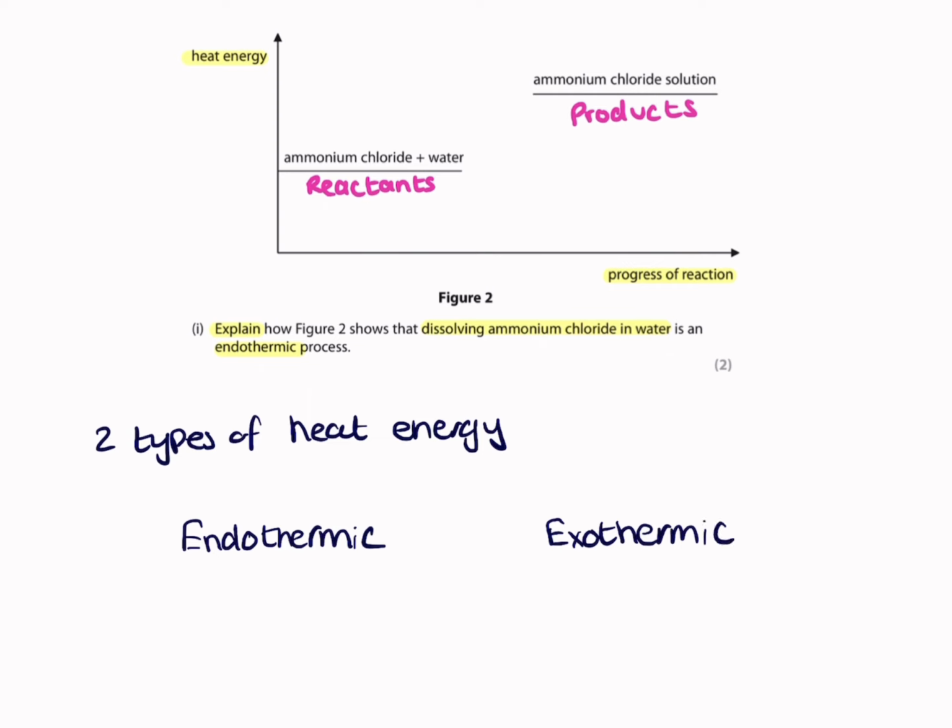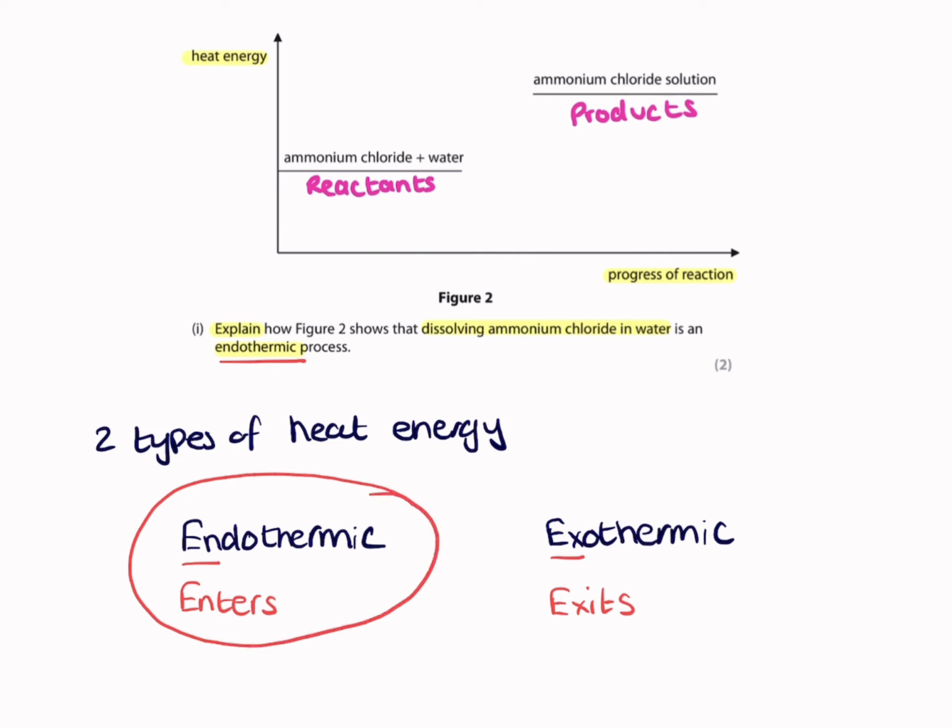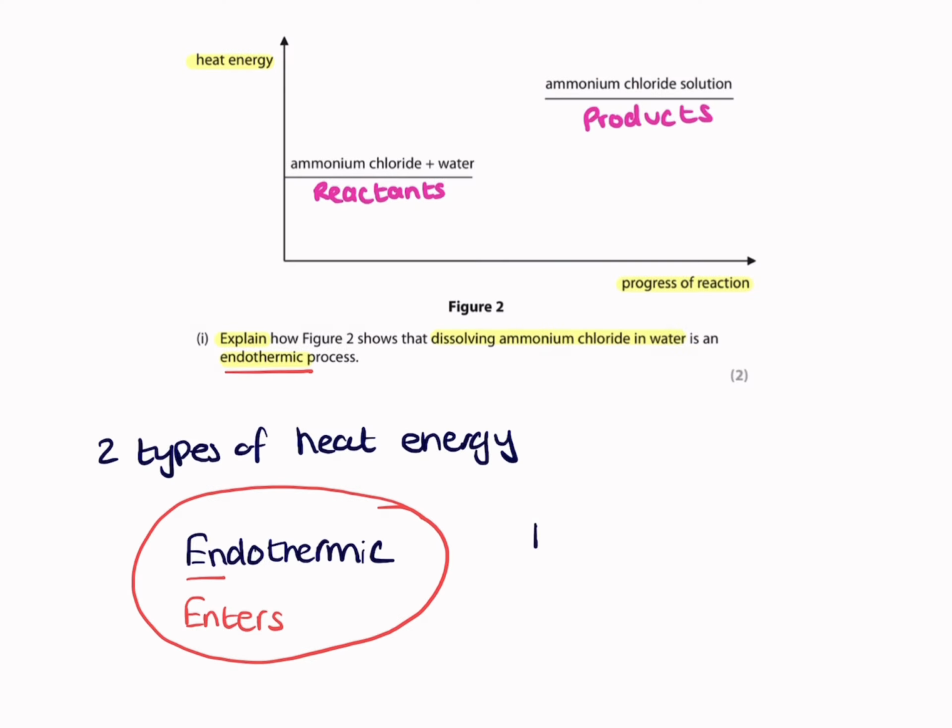There are 2 types of heat energy that we need to know about just for GCSE: endothermic and exothermic. You can tell which is which by whether heat is going in or going out, from the beginning of the word. Endothermic stands for enters and exothermic stands for exit. So heat energy goes in or out. Because we're looking at an endothermic process, we're looking at heat energy entering the system. So our exam answer is going to relate to the endothermic process.